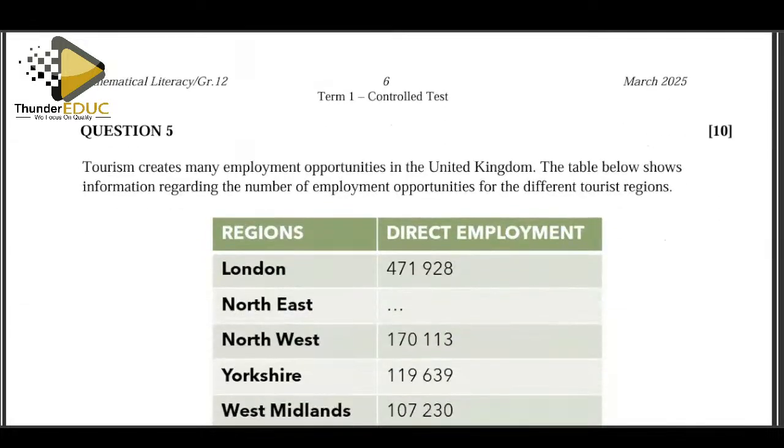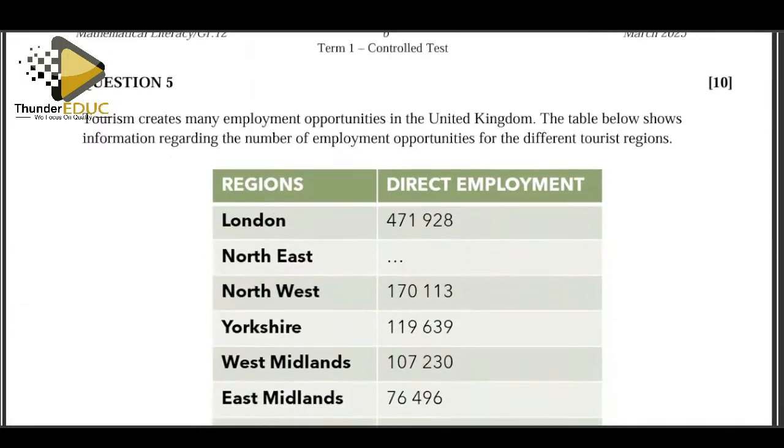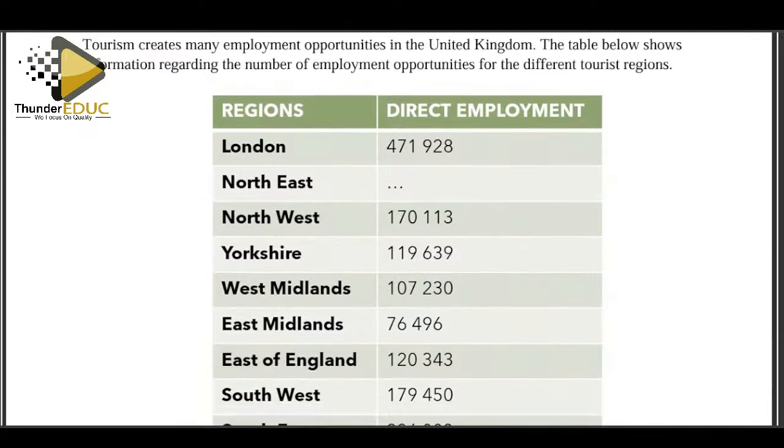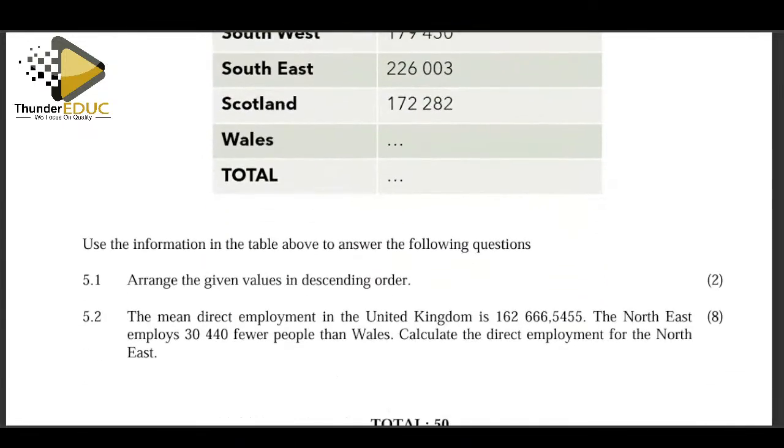Question number 5. We are looking at tourism creates many employment opportunities in the UK, which is the United Kingdom. The table below shows information regarding the number of employment opportunities for different tourist regions. Okay, that's a table. And the first question, they say, arrange the given values in descending order.